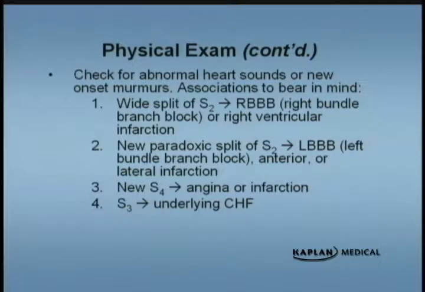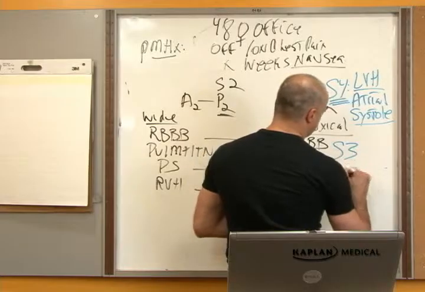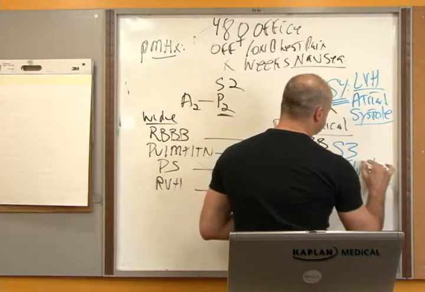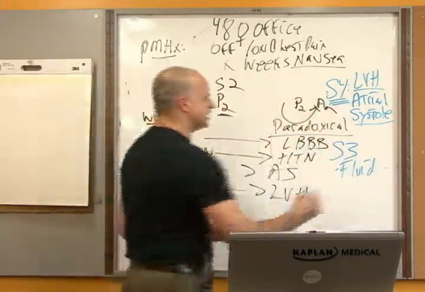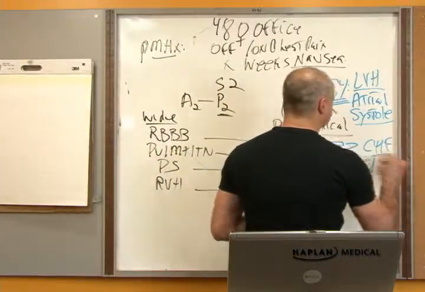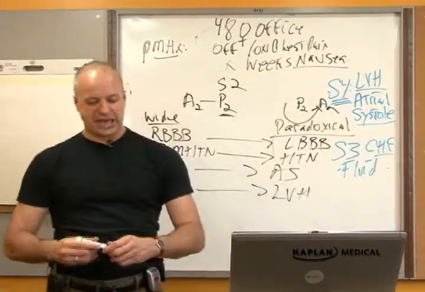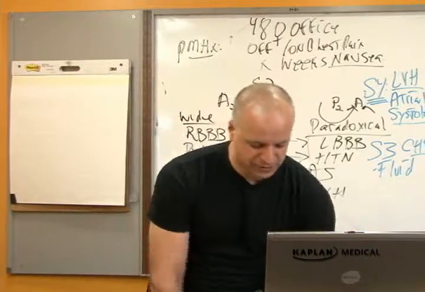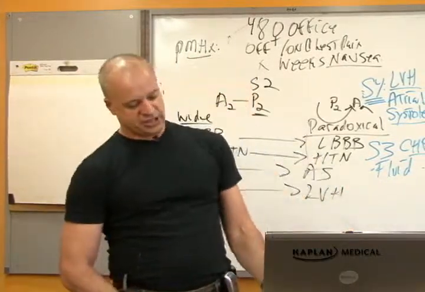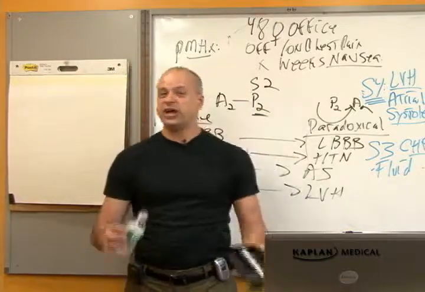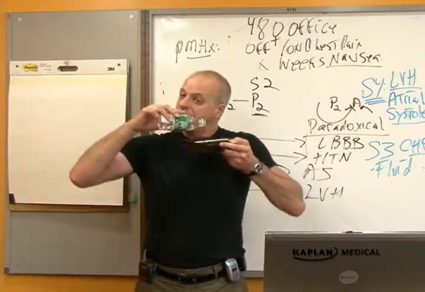S3 gallop. You have the rapid filling of the ventricle. S3 gallop means increased therapy. S3 gallop, add a diuretic. S3 gallop, fluid overload. S3 gallop, splashy, splashy. Normally blood should go from the left atrium into the left ventricle, and you shouldn't hear it that much.